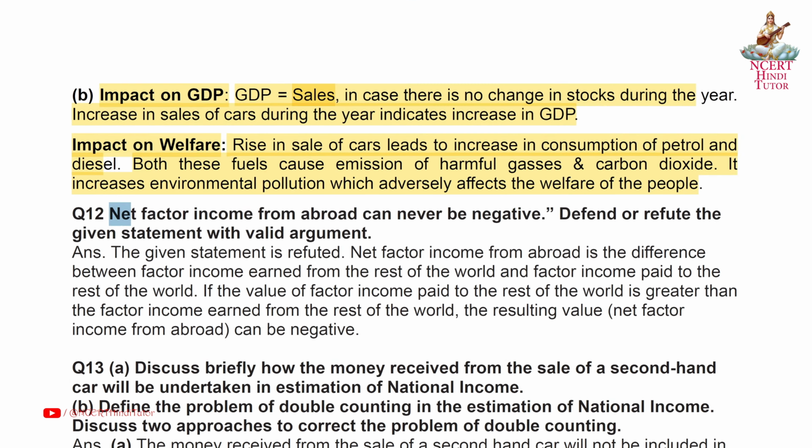Question 12. Net factor income from abroad can never be negative. Defend or refute the given statement with valid argument. Answer. The given statement is refuted.